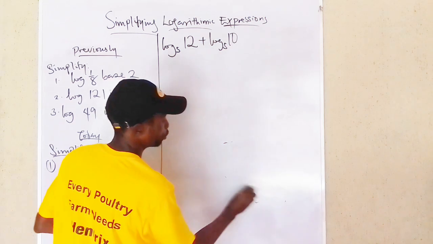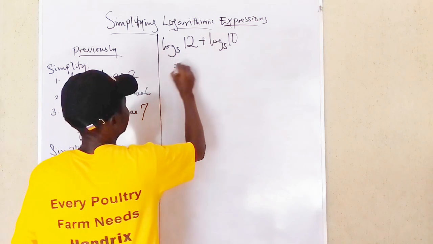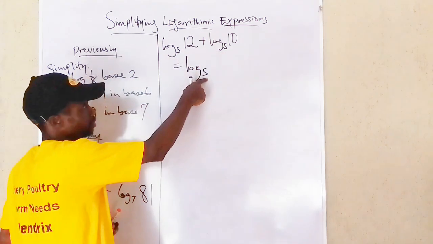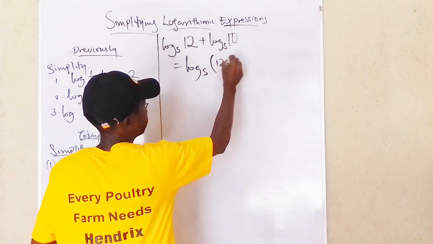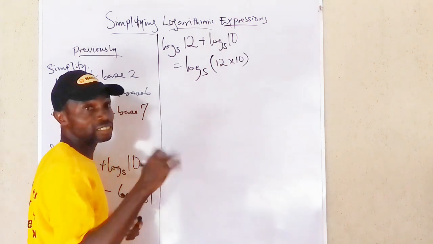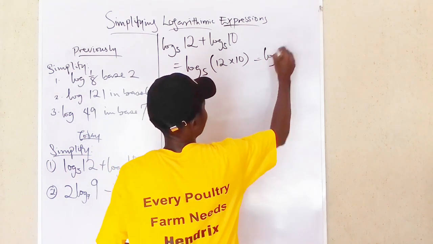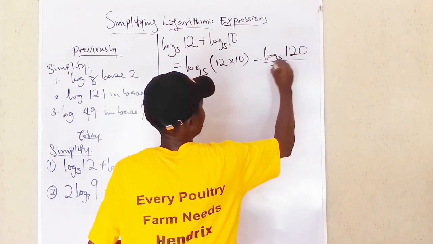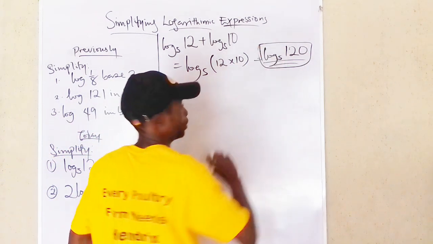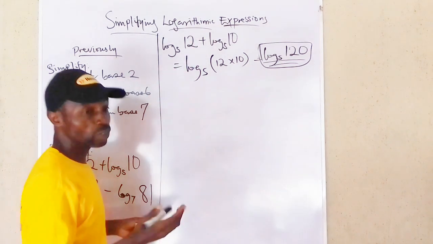For applying the product rule here, since both have the same base, this essentially becomes 12 times 10. Very simple. The answer is log in base 5 of 120. 12 times 10 is 120. This is the answer.